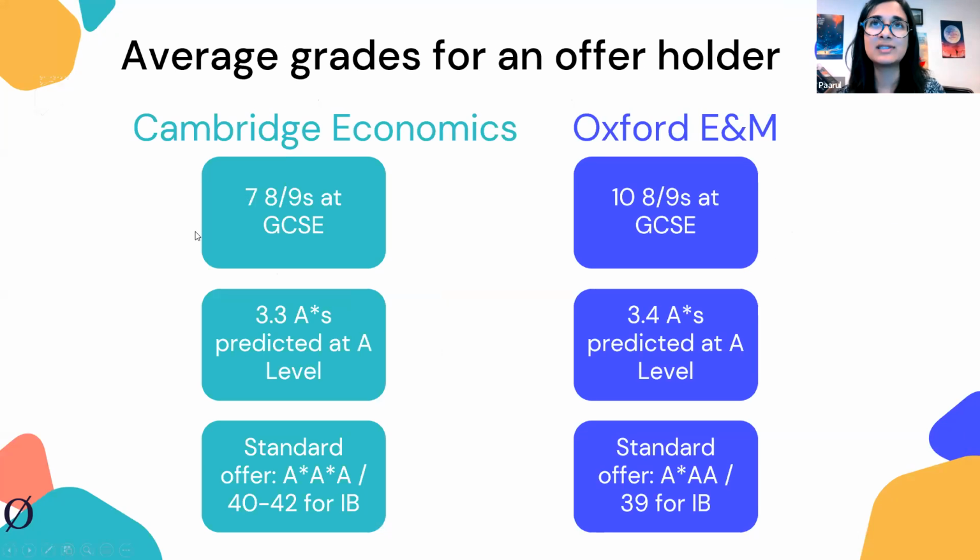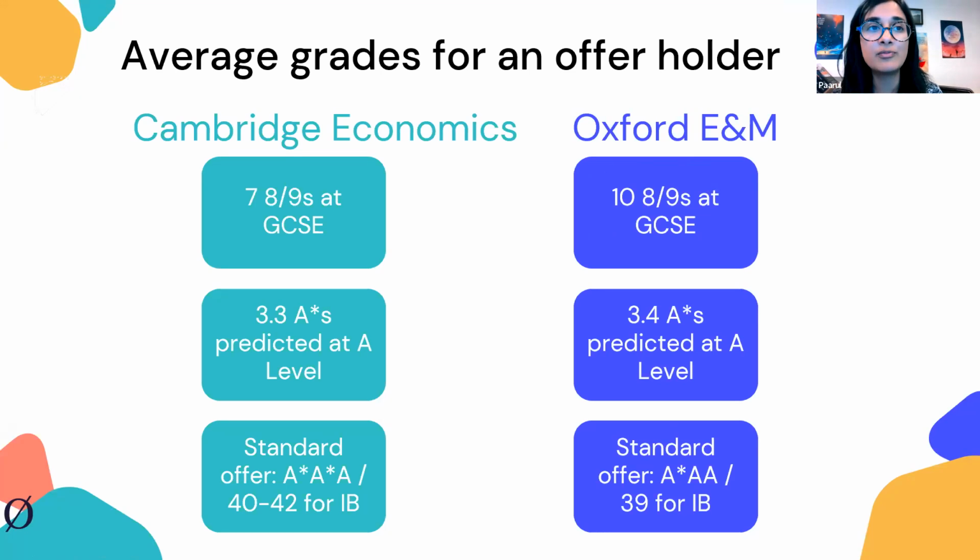So just to give you a few more stats, the average offer holder at Cambridge has 7 GCSEs at grade 8 to 9. And the average offer holder at Oxford has 10 8s or 9s at GCSE. I should say average, because of course there will be variation. There will be people who are getting less than that, or people who are getting more. But this is just to give you an idea.